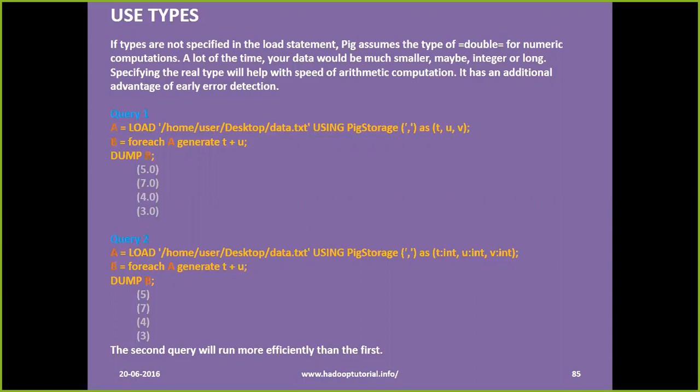But for those implicit conversions to take place, it takes a fraction of a second, which is an extra overhead on your Pig engine. So instead of incurring that overhead, if you specify the data types at the time of loading itself, then the implicit conversions will not happen, and it improves your performance. Agreed? So that's the second best practice.